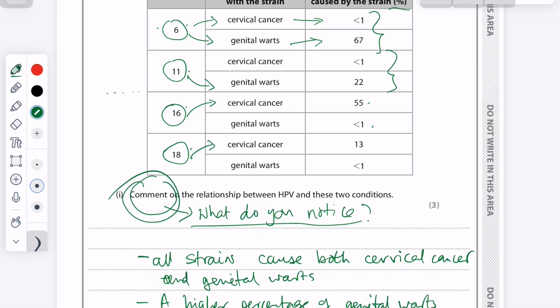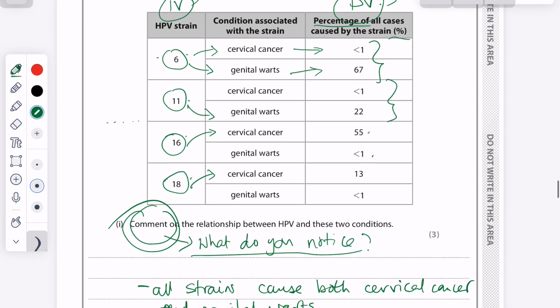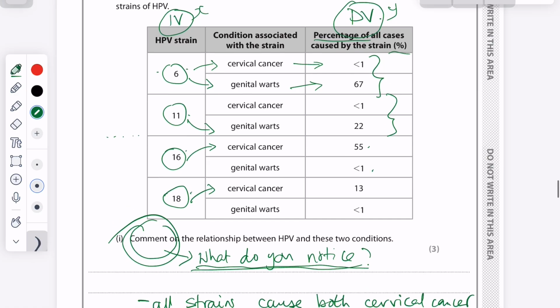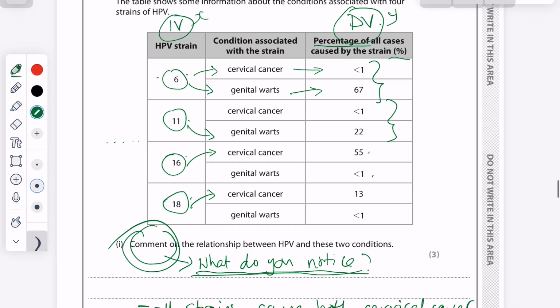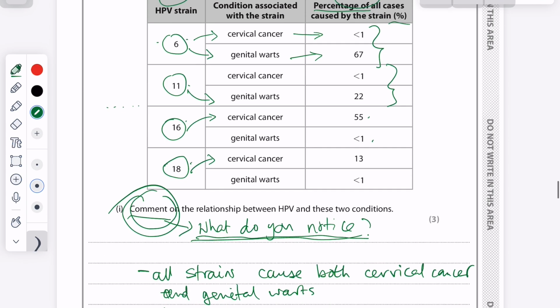So it says comment on the relationship between HPV and these 2 conditions. Now, in my experience, comment usually means what do you notice. Let's see how well I do. I might need to change that if I keep losing marks because of my interpretation of the question, or especially the command word, then I might need to change my method to answer those kinds of questions. But right now I'm going with what do you notice.